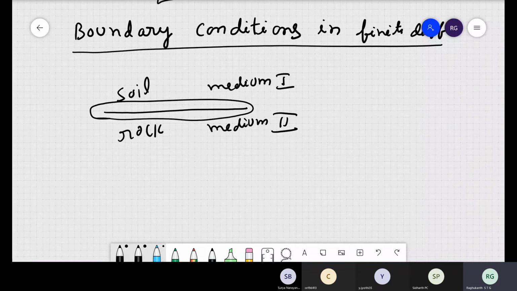Now what about this one also? When there is no force acting at the joint, what should be the other compatibility? Of course you can write in terms of strains also. What should be continuous here at any junction when you have two different materials? What is the other continuity?